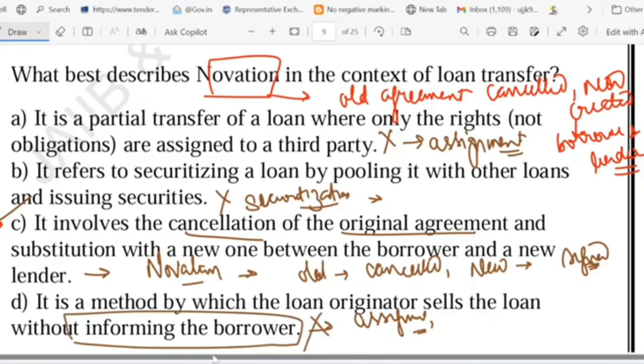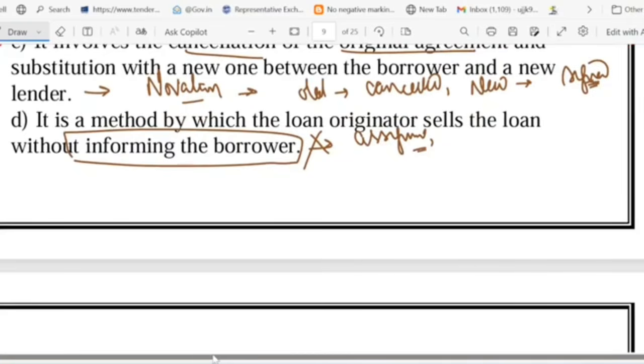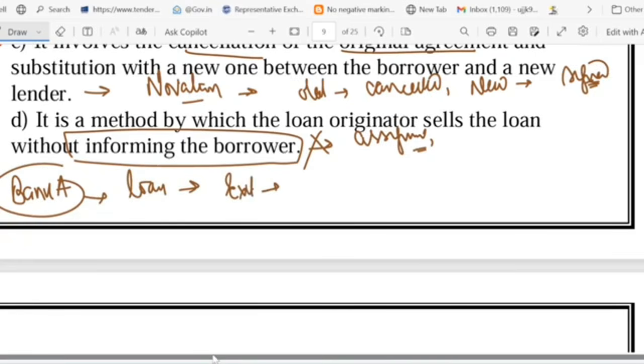Borrower consent is required. So let me give you one example to make it more clear. Imagine there is a bank A from which you took the loan. After some time, this bank A wants to exit and they want to introduce bank B as your new lender. So bank A will cancel the old agreement and you now sign a fresh agreement with bank B with the same loan terms or new ones. This is what we call novation. This is a kind of clean handover with full agreement from all sides.